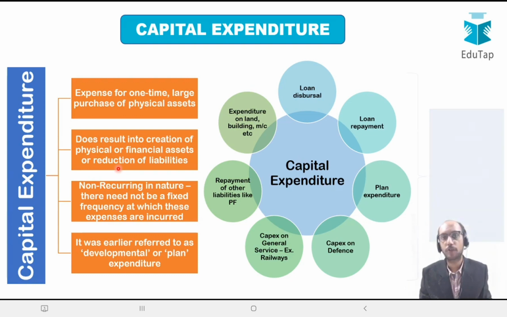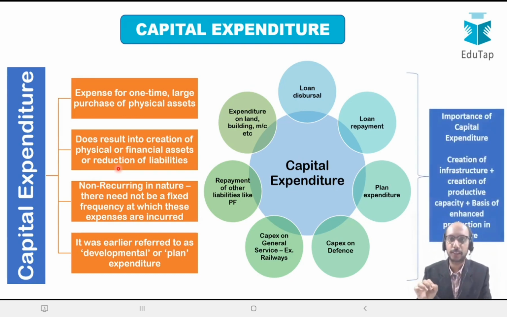What is the importance of capital expenditure? Importance of capital expenditure is that it leads to creation of infrastructure, it leads to creation of productive capacities, plus it is the basis of enhanced production in future. Any kind of factory that is being established, any kind of transportation network that is established is helping increase the productive capacities of the economy. You know what is the meaning of productive capacities of the economy? We should be able to produce final goods and services in our economy, right? And generally speaking, your capital expenditure creates the infrastructure that is required to increase the productive capacities, and that is the importance of capital expenditure.